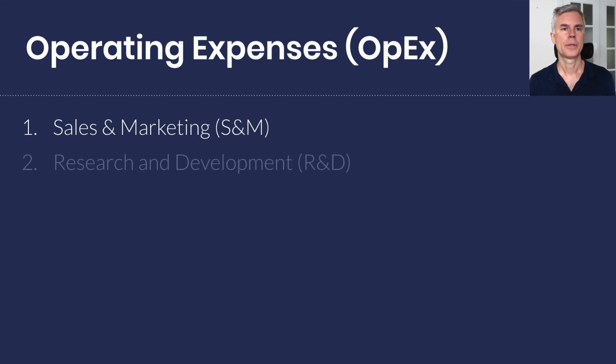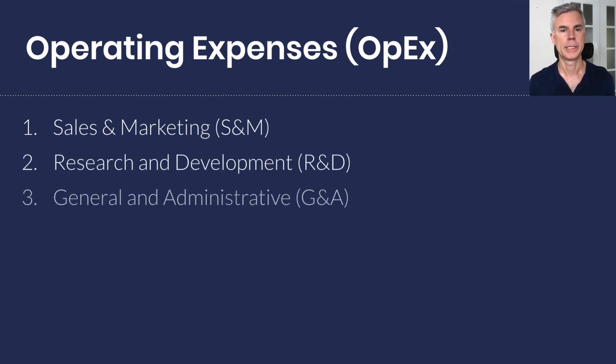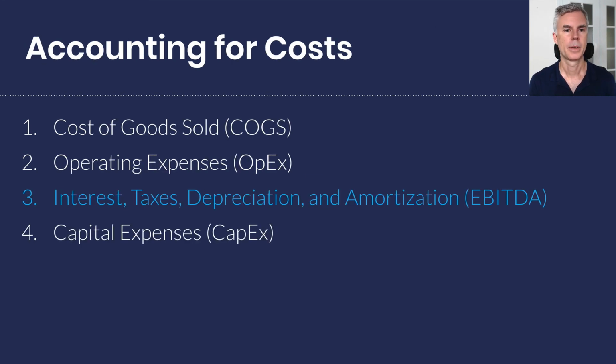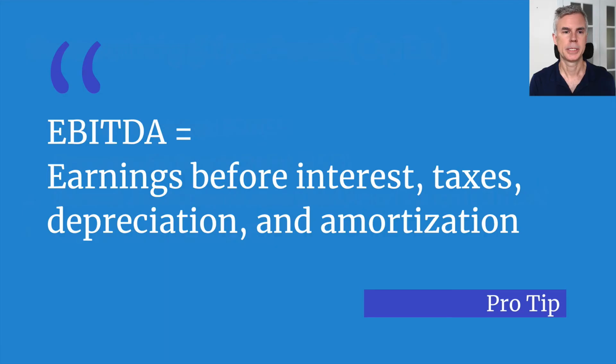And so again, the three categories for operating expenses, just to review: sales and marketing, research and development, general and administrative. And when you use Rocket Proforma, you'll see that everything's divided into those three categories with a separate category for COGS. And so interest, taxes, depreciation, and amortization, we get this EBITDA, which is earnings before interest, taxes, depreciation, and amortization on the income statement.